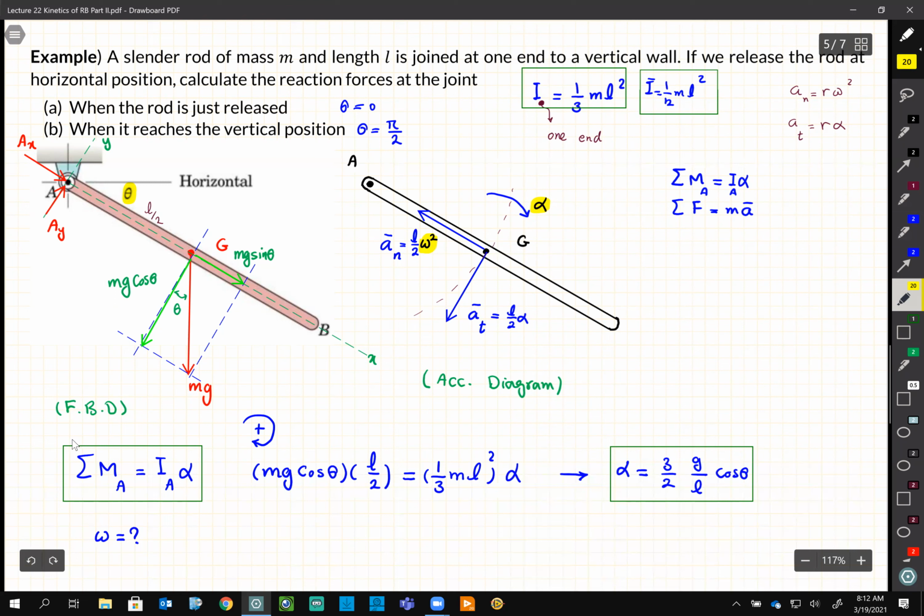So do you guys remember how we can calculate omega? Remember, we have alpha. We successfully found alpha, the angular acceleration. We want to know what's the speed of this link based on theta. Anybody can tell me how we can calculate omega? You can unmute yourself or just type in the chat.